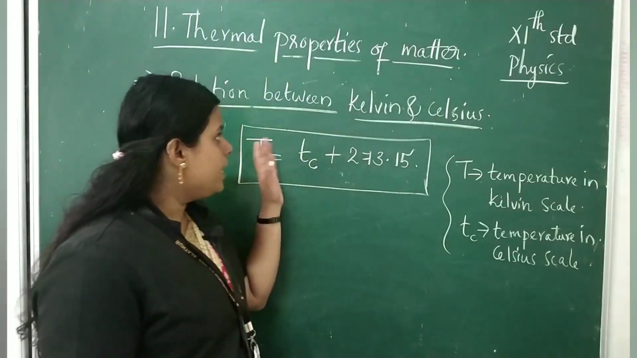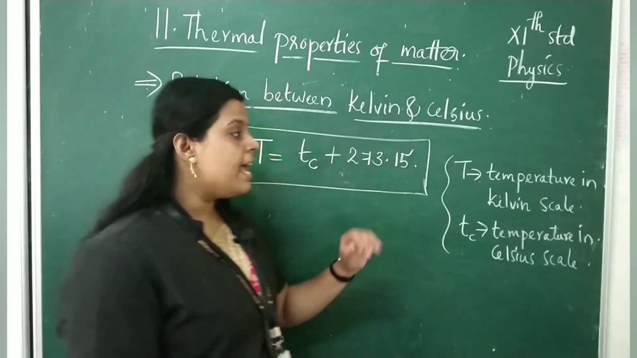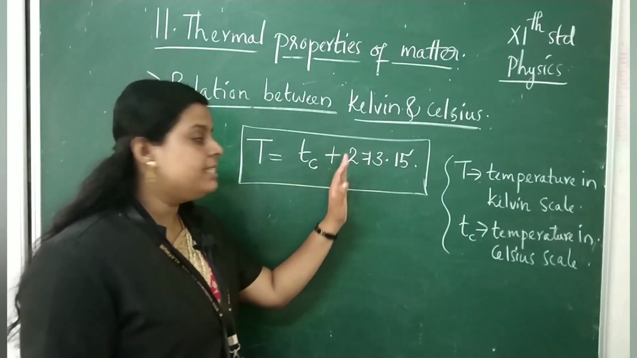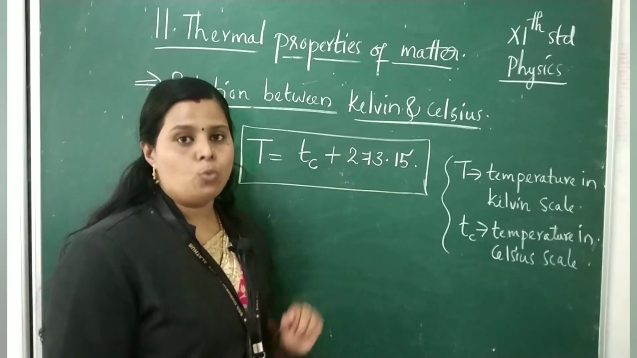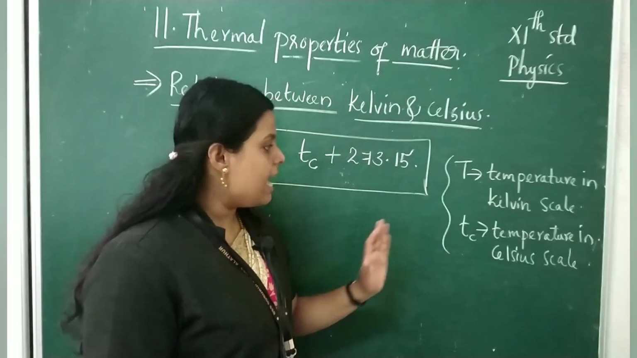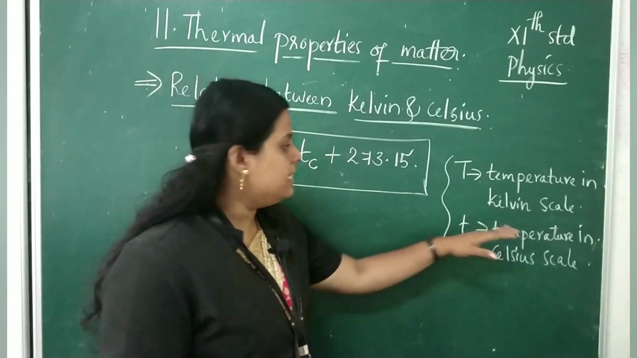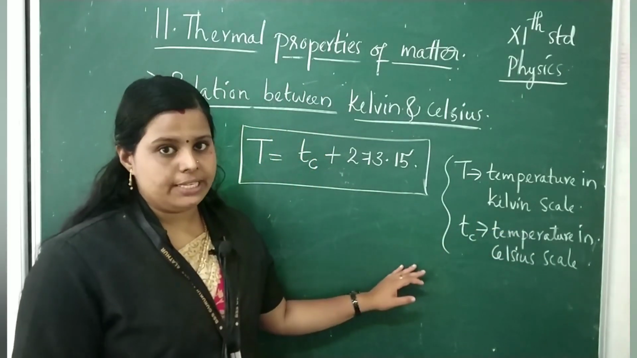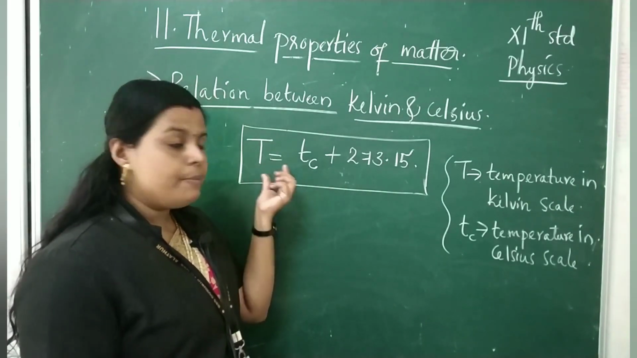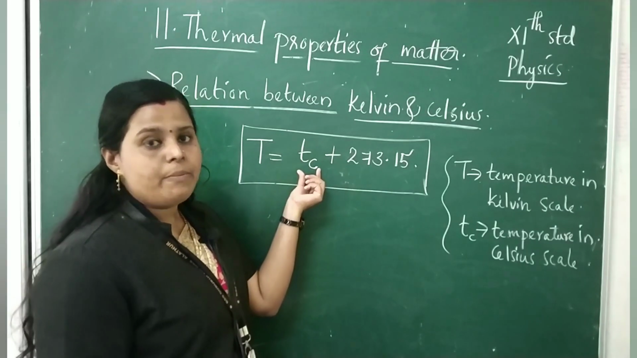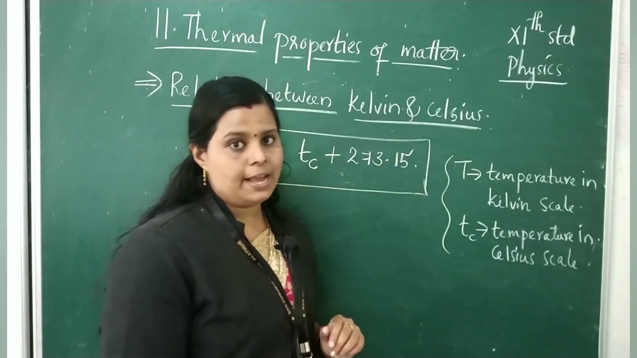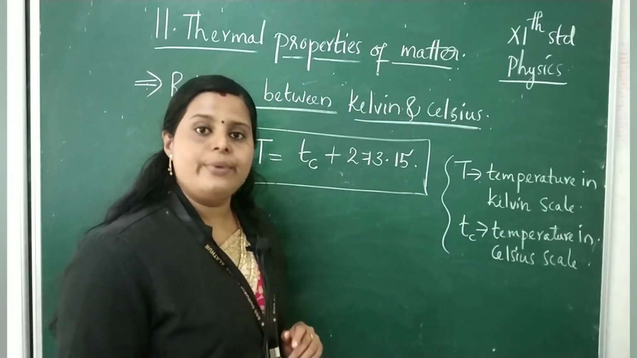Now let's learn the relation between Kelvin and Celsius, and this is the relation T is equal to Tc plus 273.15, where capital T is the temperature in Kelvin scale and Tc is the temperature in Celsius scale. Okay, so to get the temperature in Kelvin scale, what should we do? Just add 273.15 to the temperature in Celsius scale. Okay, and that is the relation.